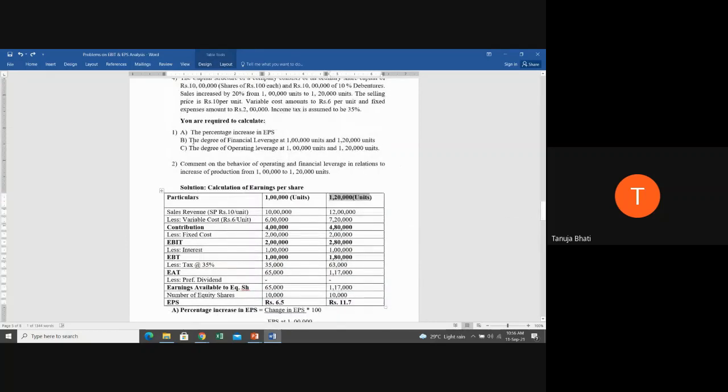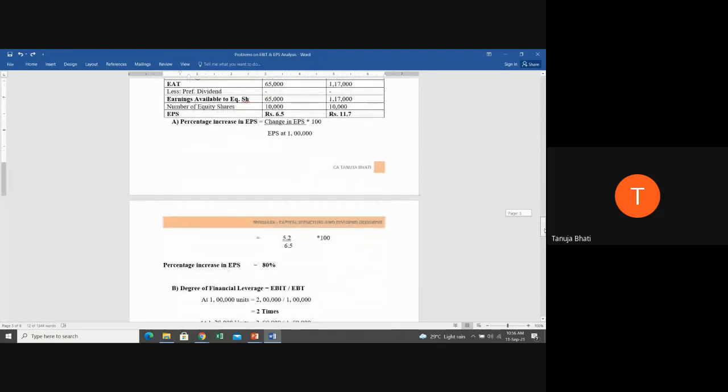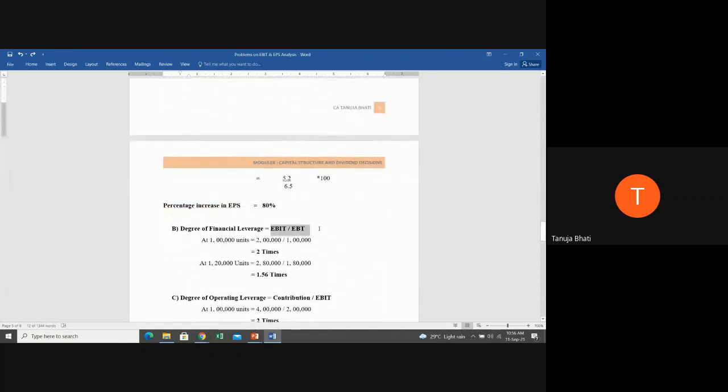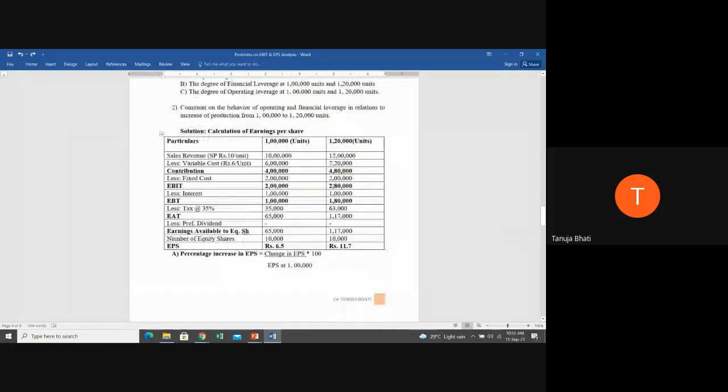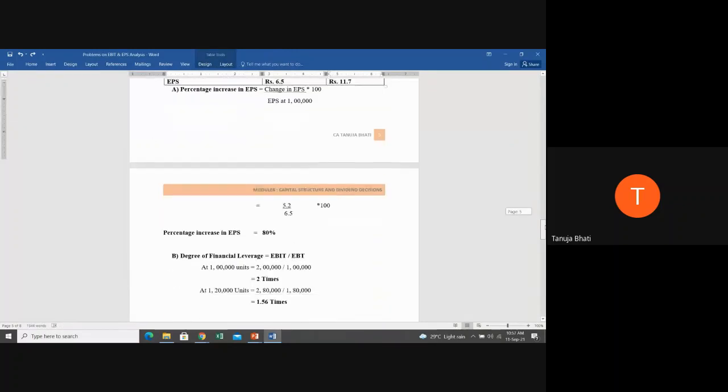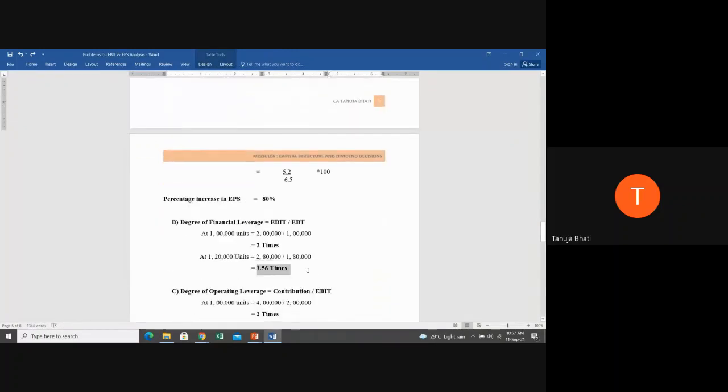Your second question was the degree of financial leverage at 1 lakh units and 1,20,000 units. So financial leverage, as we know, is nothing but EBIT divided by EBT. At 1 lakh units, the EBIT is 2 lakhs and EBT is 1 lakh. So you got 2 times. Similarly, at 1,20,000 units, you should know the formula, students. It is EBIT divided by EBT. So at 1,20,000 units, the EBIT is 2 lakh 80 divided by EBT 1 lakh 80, you got 1.56 times.